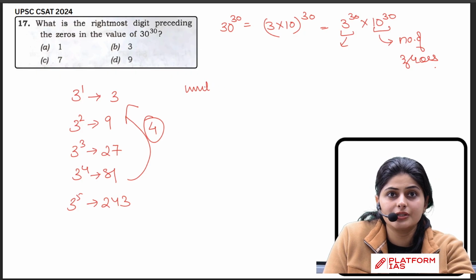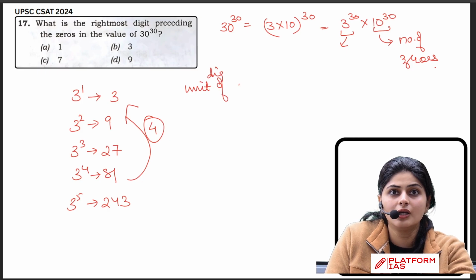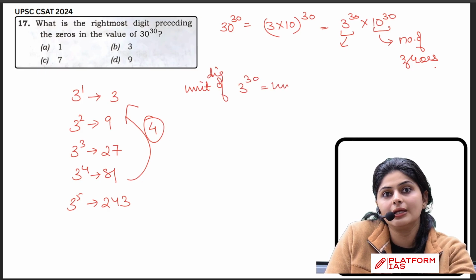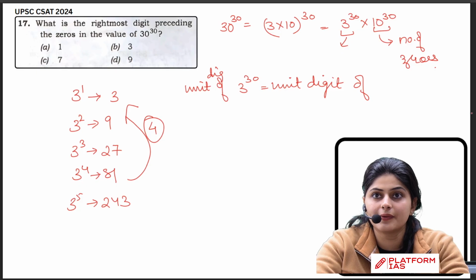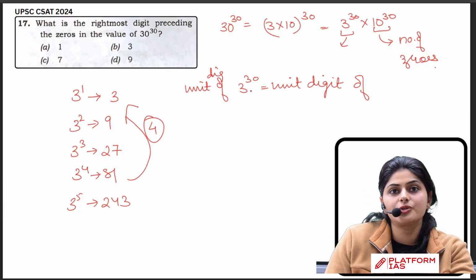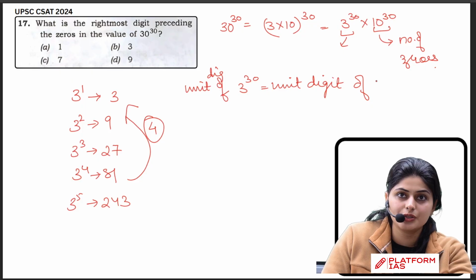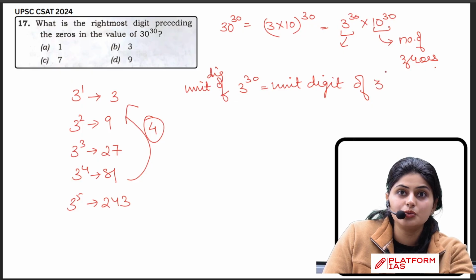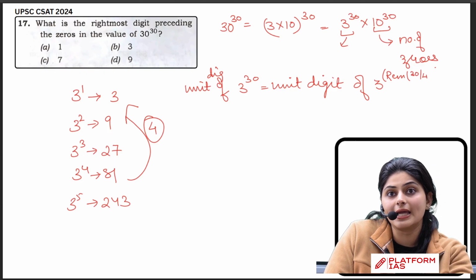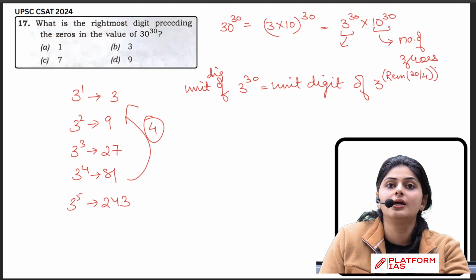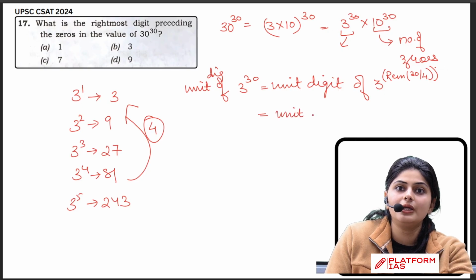So what will be the unit digit of 3 to the power 30? Let me just erase it. Yeah, so the unit digit of 3 to the power 30 will be equal to the unit digit of 3 to the power remainder of this 30 divided by the cyclicity, that is 4.